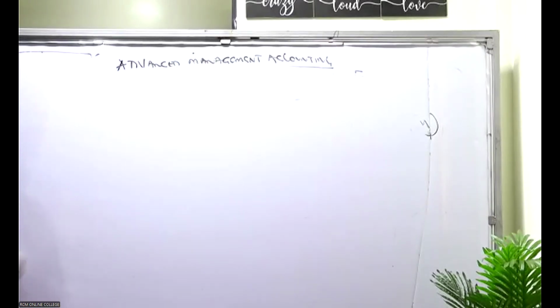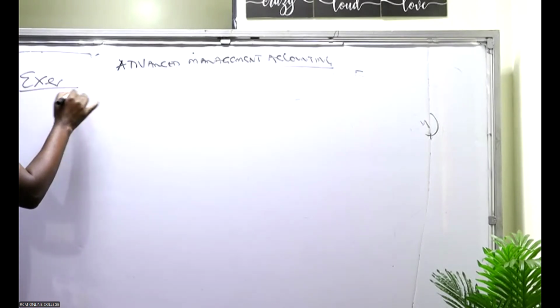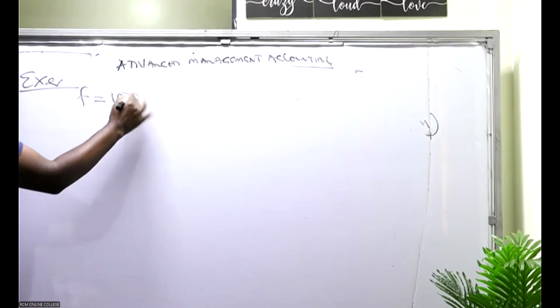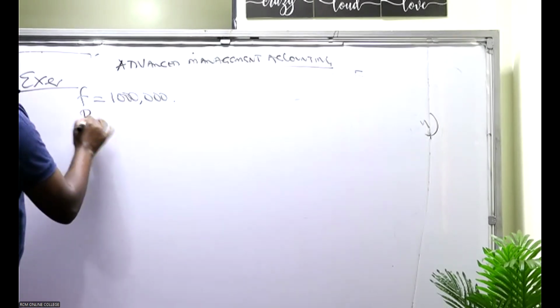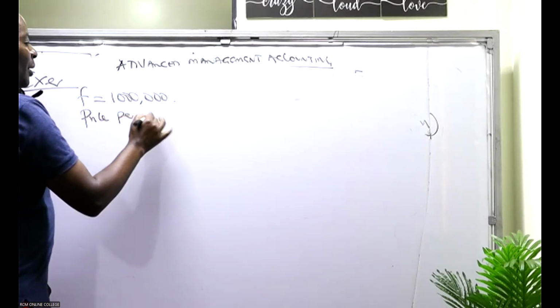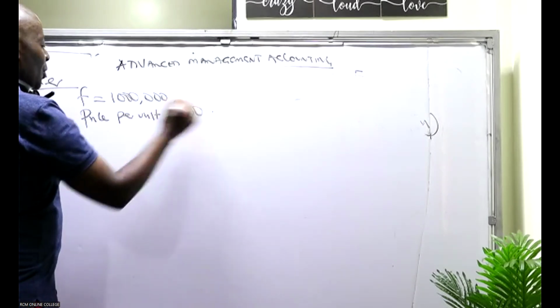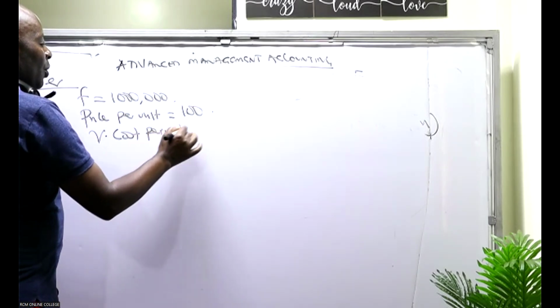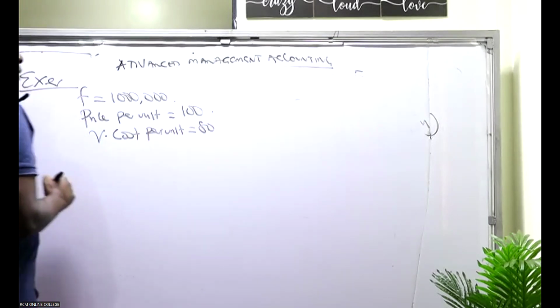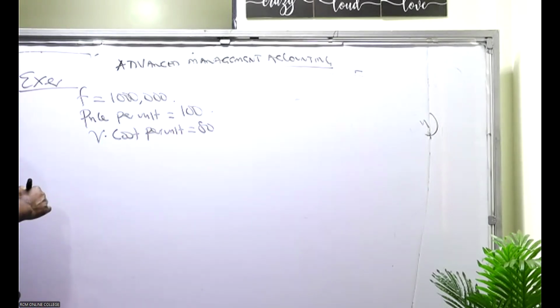All right, ladies and gentlemen. Then straight away you'll be given questions here, like exercises. They'll tell you in this case, fixed cost equals $1 million. They'll give you the selling price per unit, which in this case is 100. Then we have variable cost per unit, which is 80.